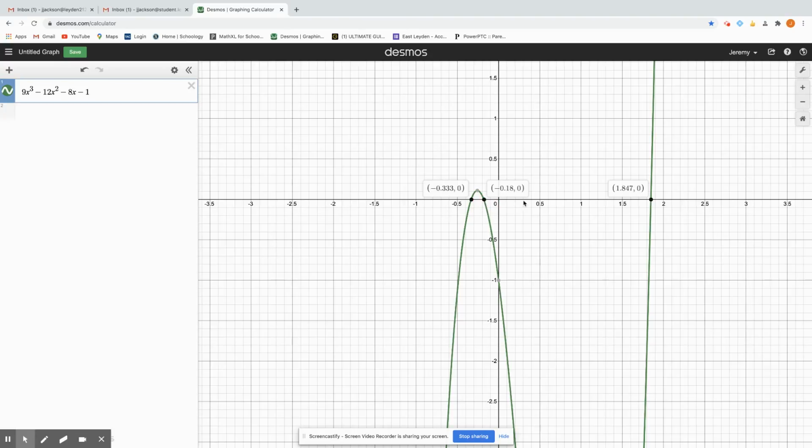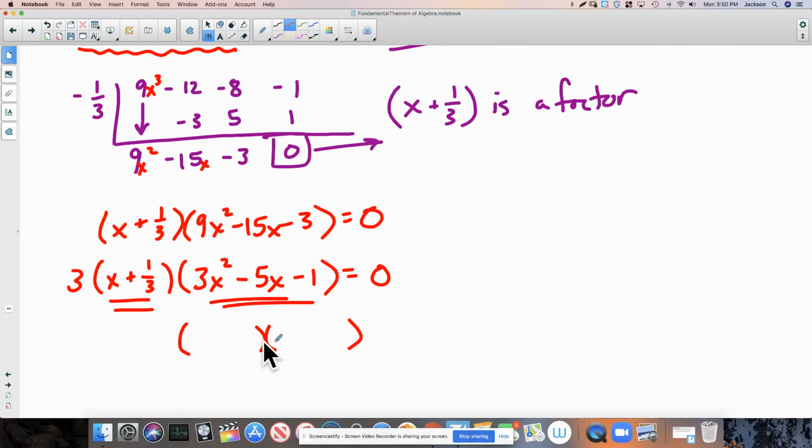negative 0.18 and 1.847, right? Those are the numbers that you would find in these two places, along with the 3. So it's a little bit more complicated than that. Factoring this is going to be impossible. So factoring is not an option with this quadratic.